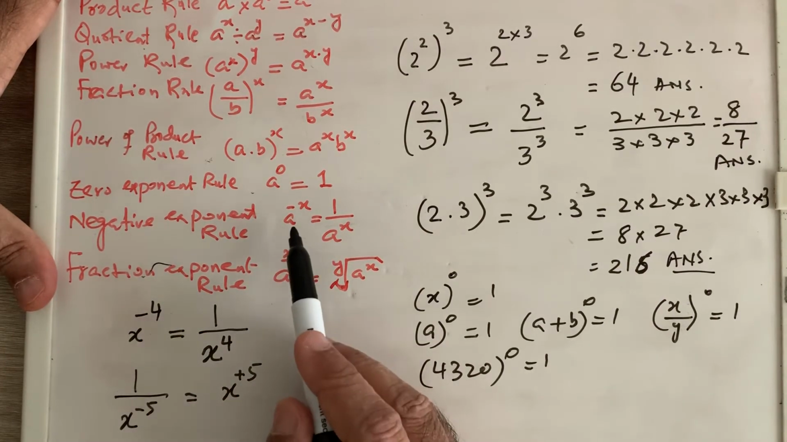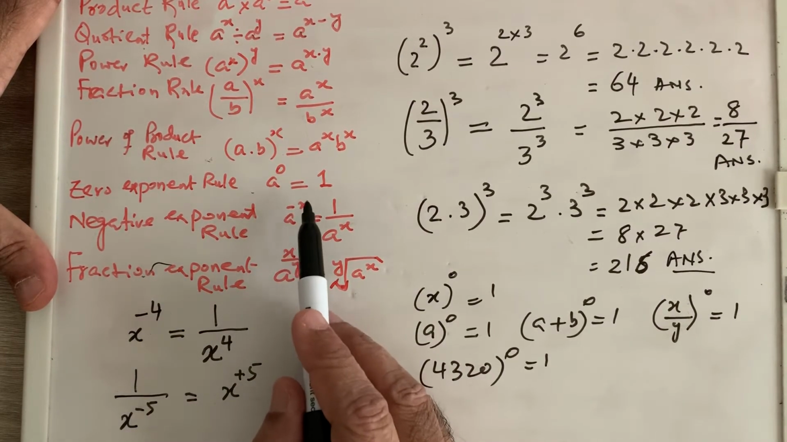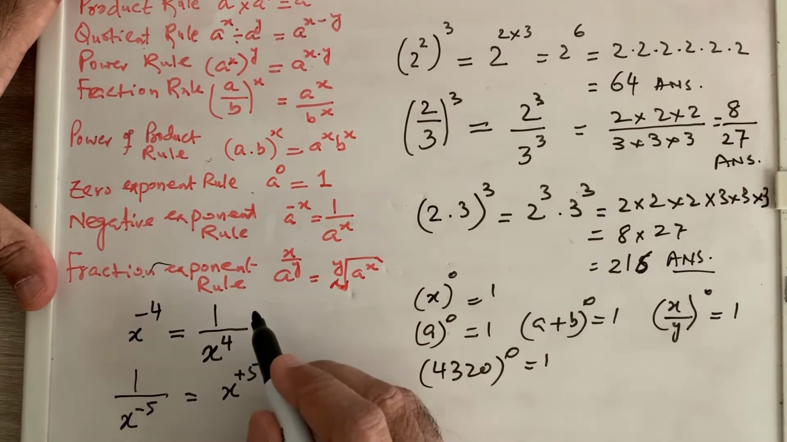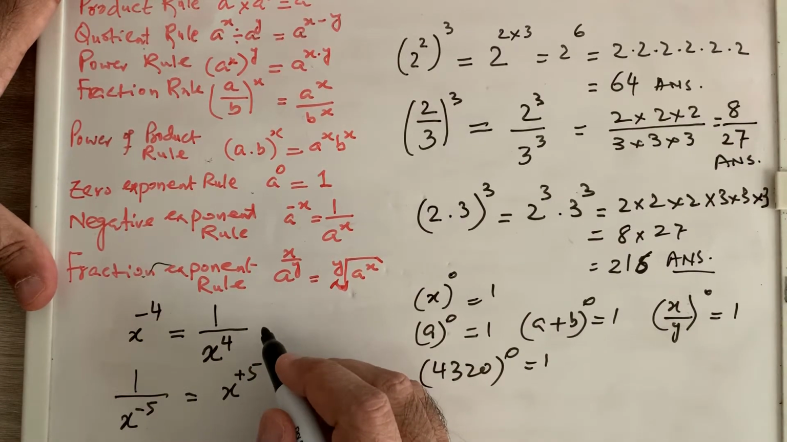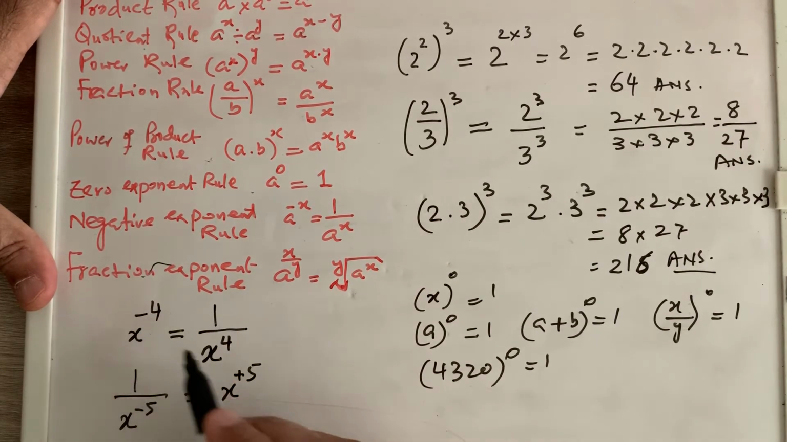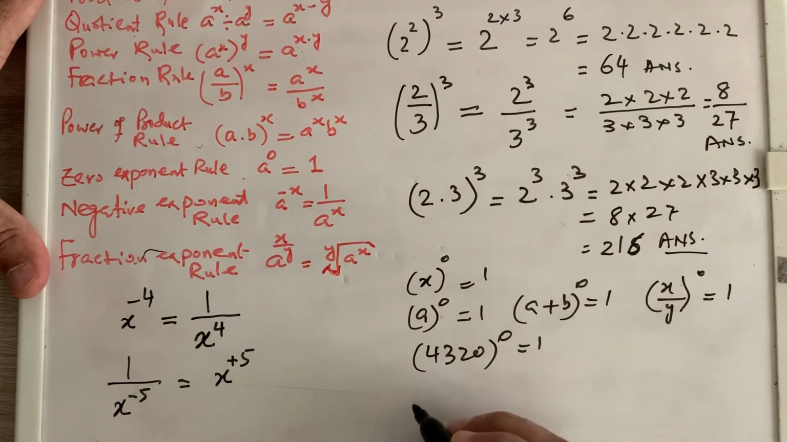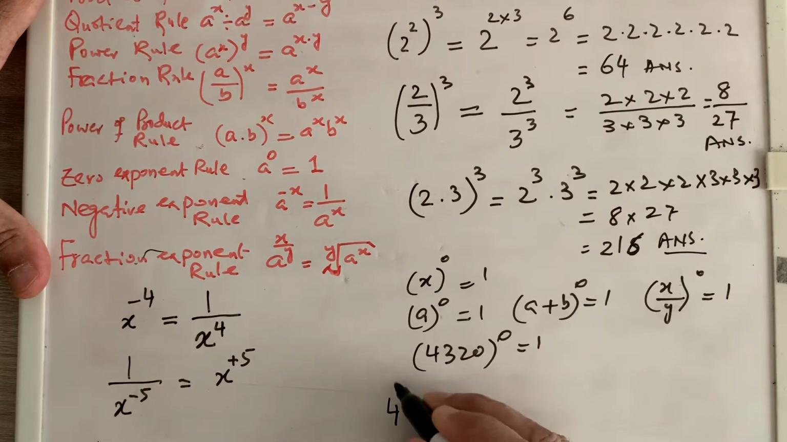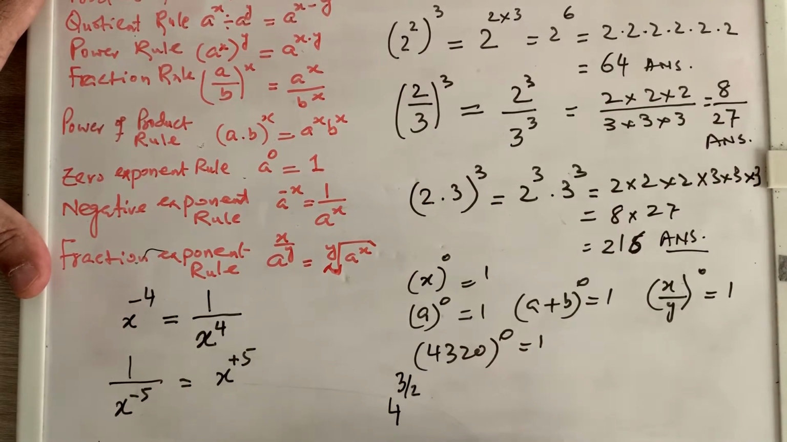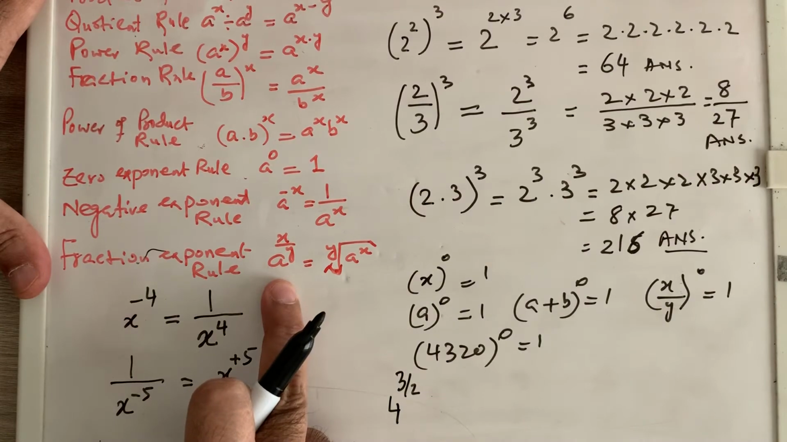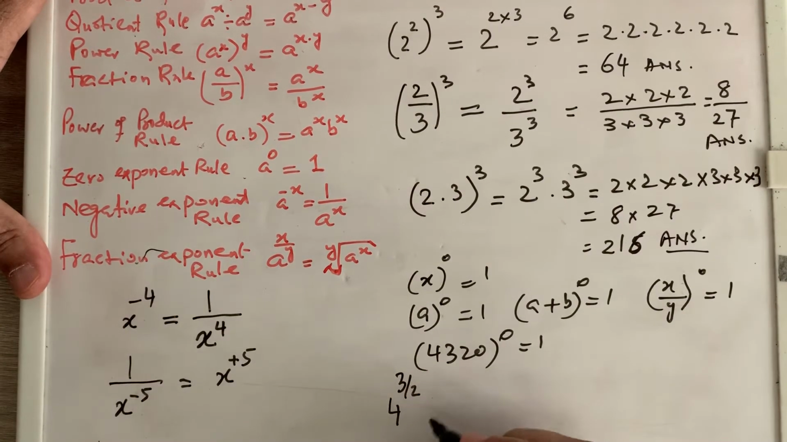Negative exponent rule: if the power is negative, you can make it positive by making it reciprocal, or by shifting it from the numerator to the denominator or the denominator to the numerator. Another interesting rule is a to the power of a fraction. For example, 4 to the power 3 over 2. It's the same fractional exponent, 4 to the power of 3 by 2.